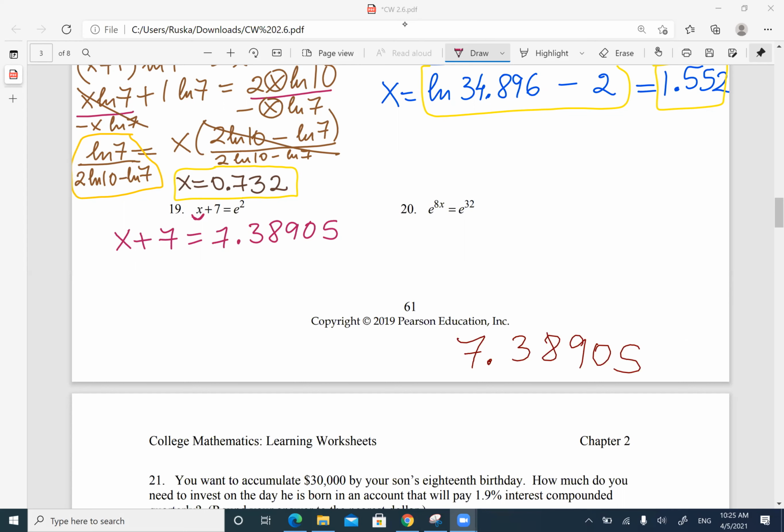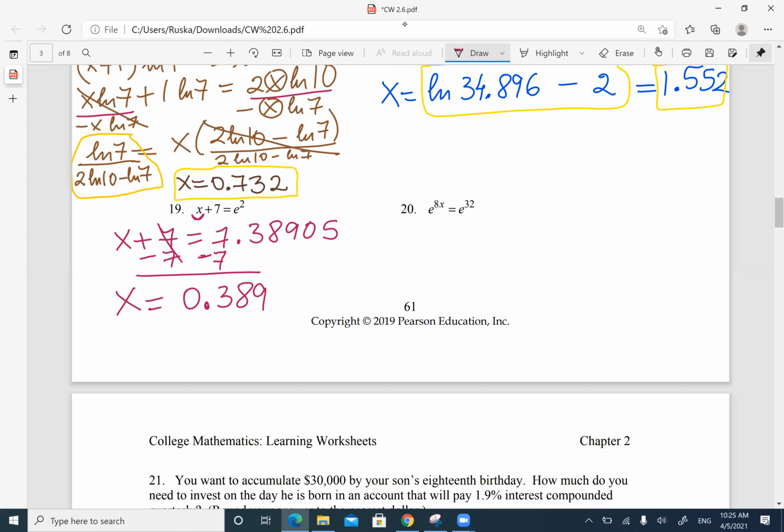Okay, that's correct. Subtract 7. Good job. We're going to subtract 7 on both sides. And when you subtract 7, you're going to get only x. And it's going to be 0 point, right? 7 minus 7, the whole part is going to cancel. So it's going to be 0 point, and let's round to 3 decimals again. 389.